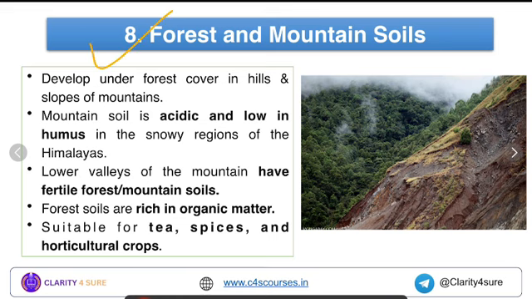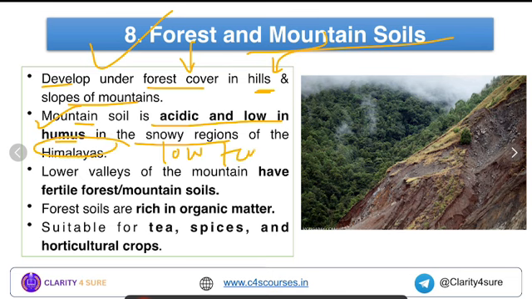The last one is the forest and the mountain soils. They develop under the forest cover. Of course, they are going to be developed under forest cover, or this mountain soil you can find on the hills or the slopes of the mountain. They are kind of acidic, and these mountain soils are acidic and low in humus in the snowy regions of the Himalayas. Why? Because there will be low temperature, and we know in low temperature there will be low microbial activity, and so there will be low humus.